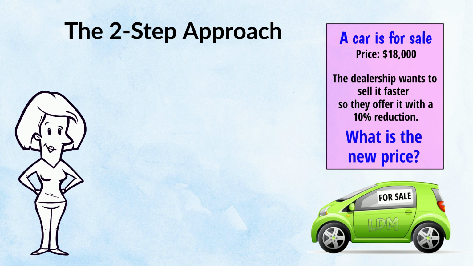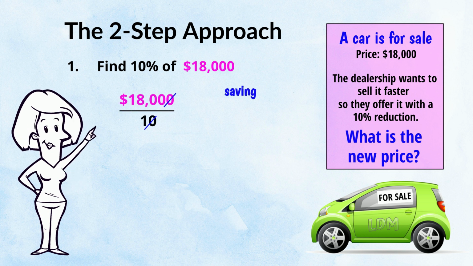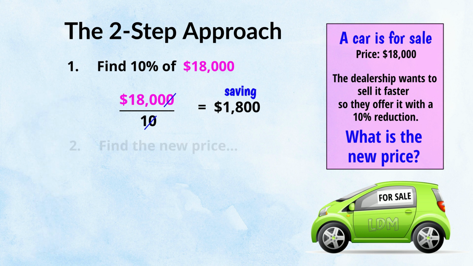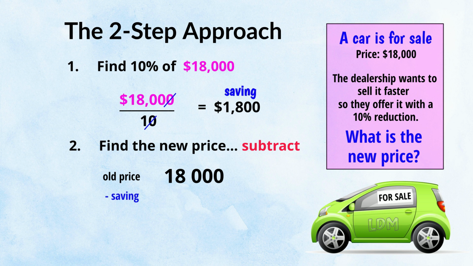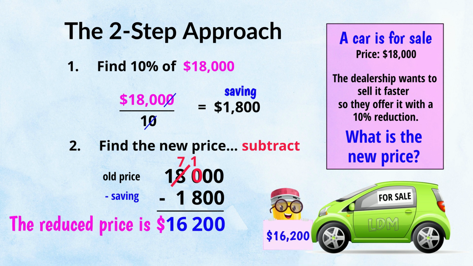Here's the 2-step approach. We can find 10% of $18,000, do 18,000 divided by 10, and you can see there's a saving of $1,800. To find the new price, we subtract the old price of 18,000 minus the saving of 1,800. Zeros here. Now 0 minus 8 can't do it. I'm borrowing here. 8 becomes a 7 and there's the 10 I borrowed. 10 minus 8 is 2 and 7 minus 1 is 6 and there's nothing to subtract here, so 1. The car's reduced price is $16,200.